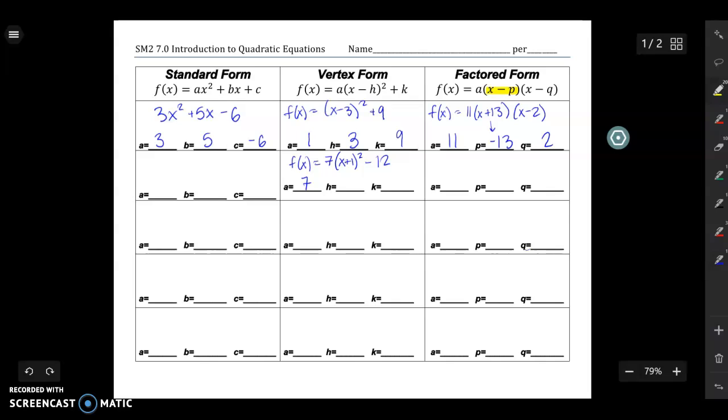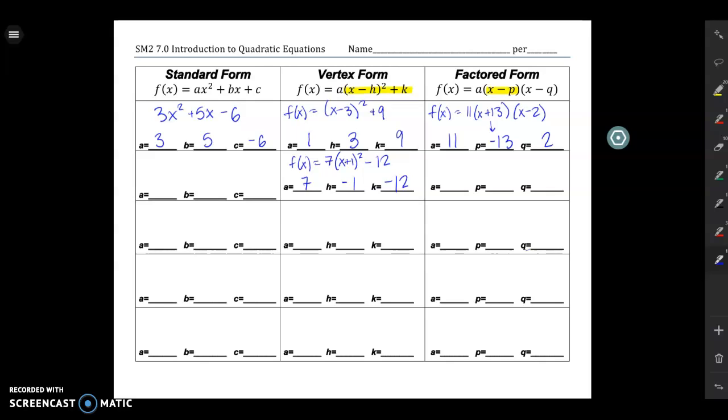So if you look back to our original form at the top, we have x minus h squared. So in this case, we have x plus 1 inside, which means our h is going to be -1. So it's kind of like the opposite sign of what's given. And then our k is whatever number is being added to the end. In this case, since we're subtracting from the end, it's going to be a negative 12. Okay, so that is my A, H, and K for that vertex form.